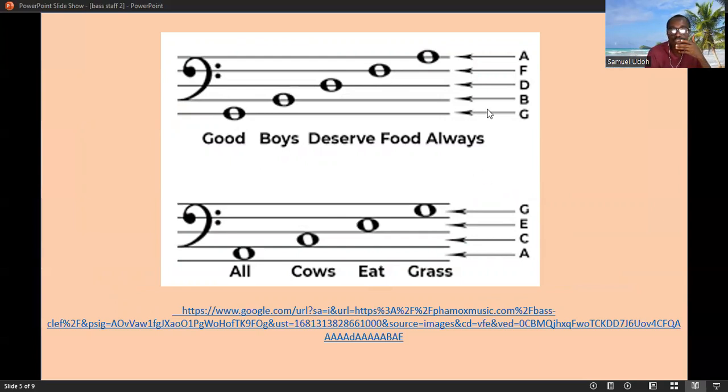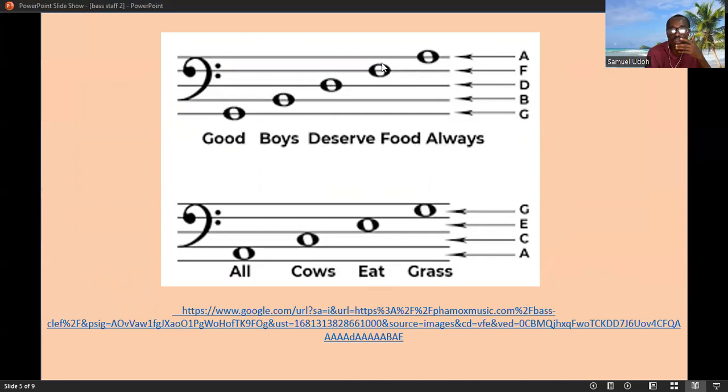Since for the lines we have G, B, D, F, A, we can represent G with good, B with boys, D with deserve, F with food, and A with always. So for the lines we can use good boys deserve food always, or good boys deserve favor always.